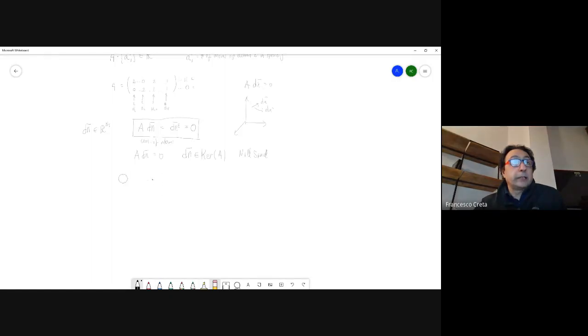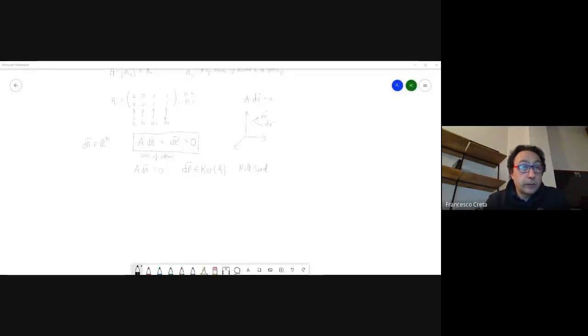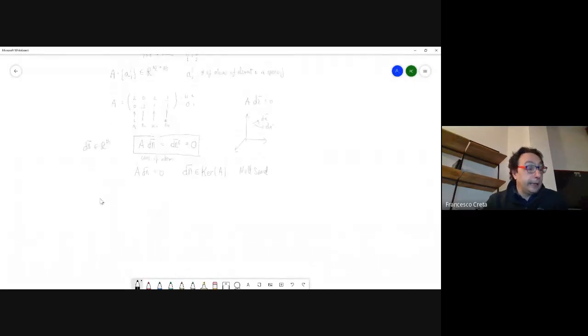Okay, so let's continue with our geometric approach to stoichiometry. I hope that everything is quite straightforward. Hopefully. And well, we've defined this special matrix here. I'll give you a more rigorous definition later on.